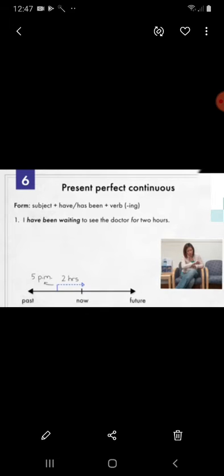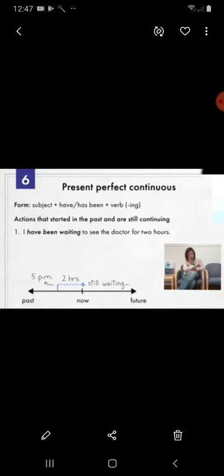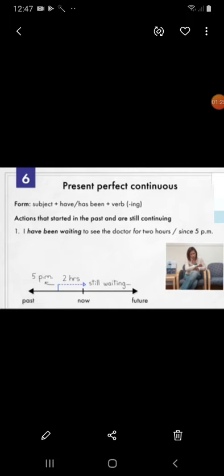So the present perfect continuous tense talks about an action that started in the past and is still continuing. So in this sentence we can also say I have been waiting since 5 p.m. And the difference between for and since is that for talks about the amount of time, like 2 hours, 3 hours, etc. And since is used to mention the starting point of the action, like 5 p.m.